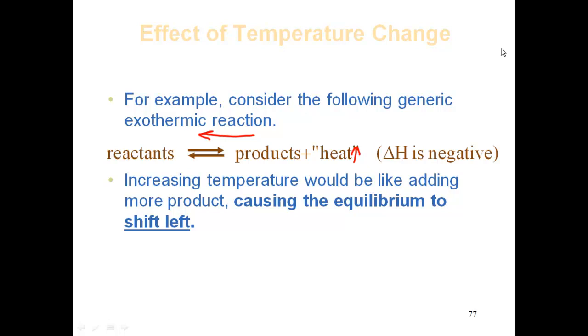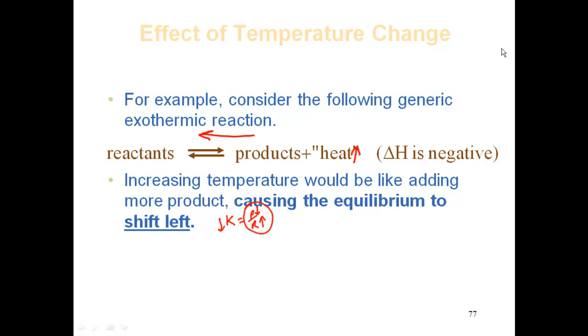Now the question is, what happens to my K? Remember, K is equal to products over reactants. Heat is not part of that expression, so heat itself is not going to change the K. But since I'm shifting to the left, something is going to happen to my products and reactants. If I'm shifting to the left, then I'm consuming my products, so that value is going down. My concentration of reactants is increasing, since it's producing more. So mathematically, if my products are getting smaller and my reactants are getting larger, then my K is getting smaller.